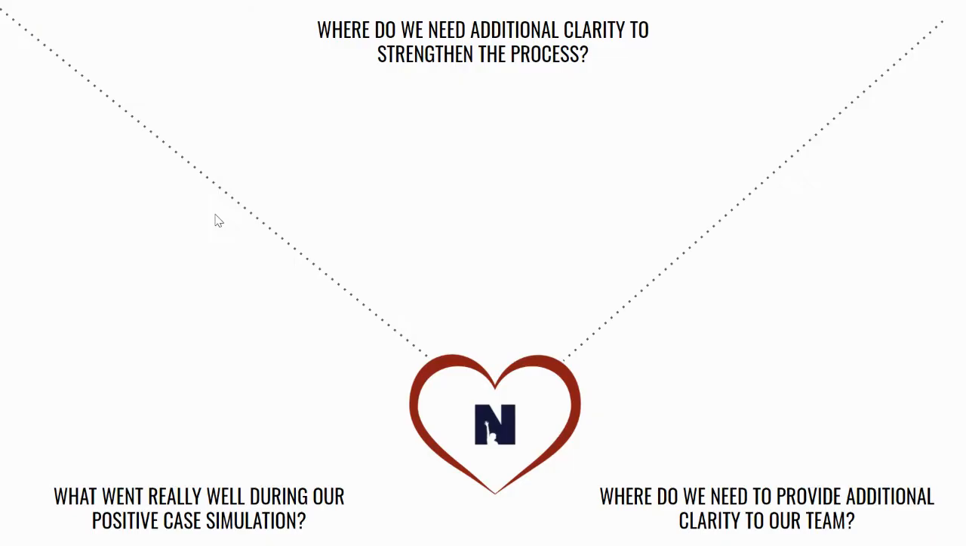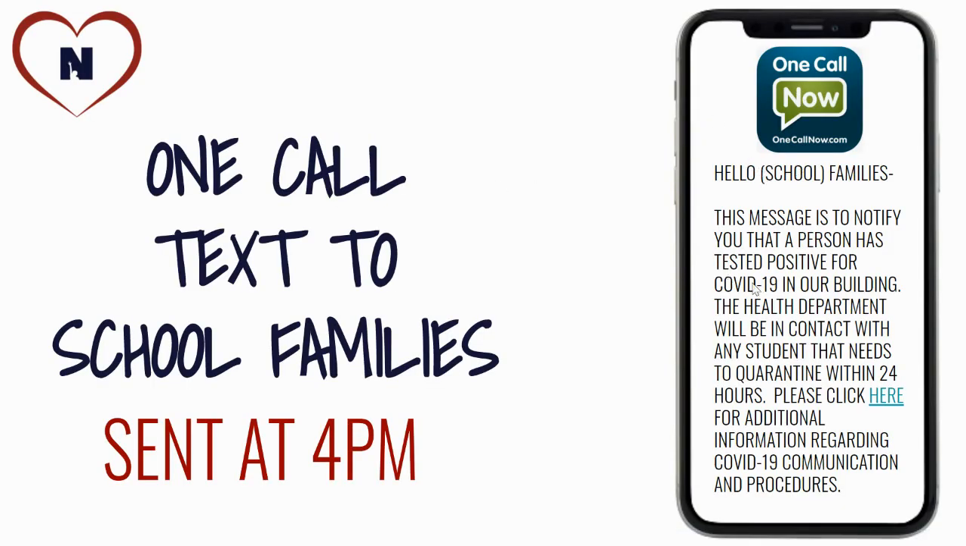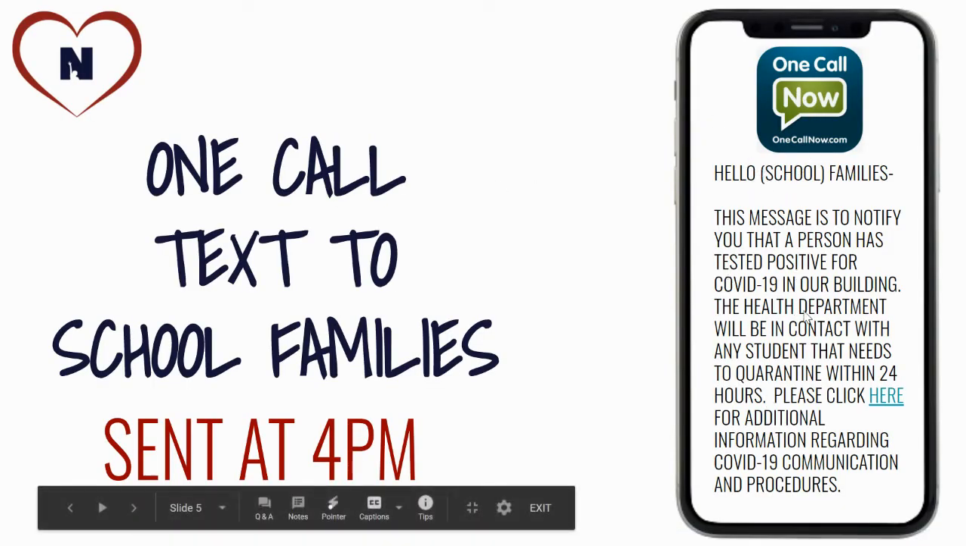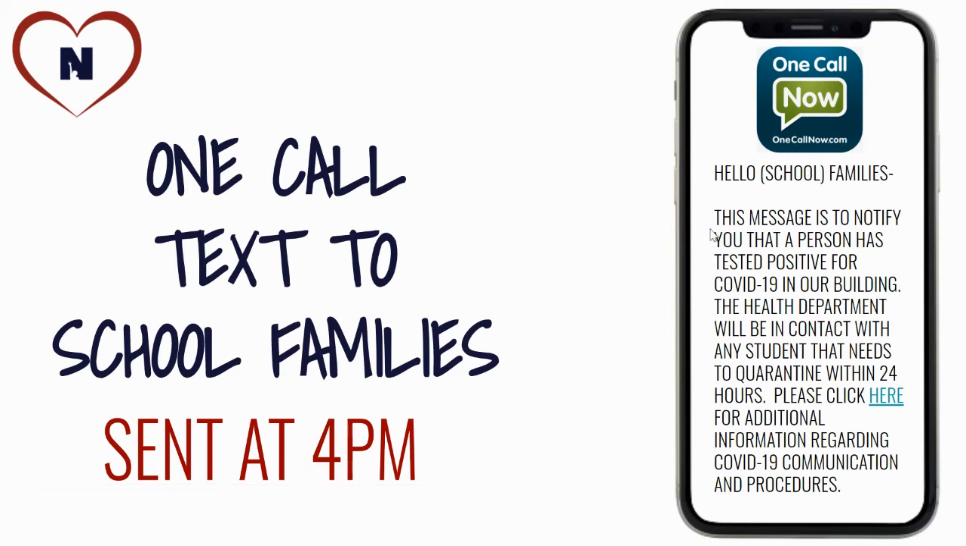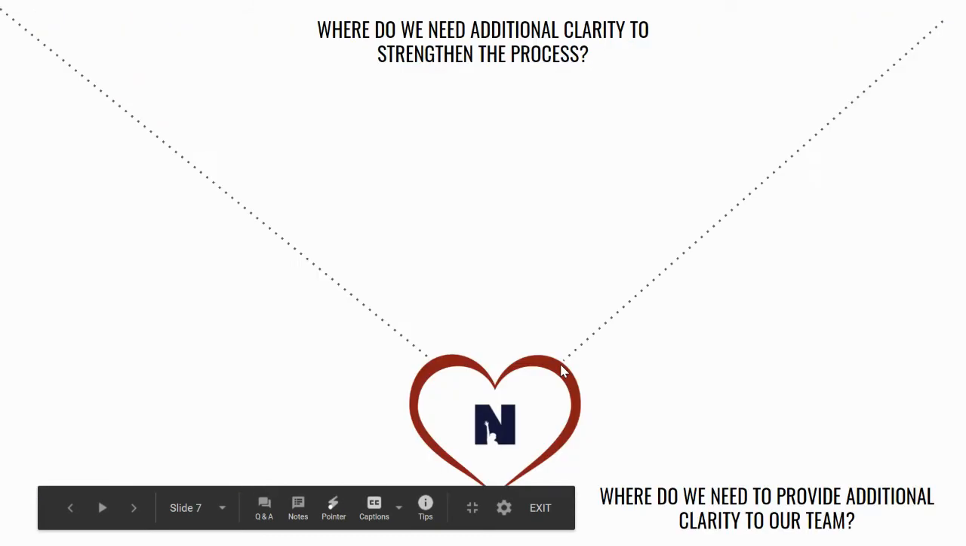If you go back to here, you will send out a one call text directing families. This will go out to all families, and you would direct them back to the COVID-19 communication page. This is an example of the one call text message you would send. Instead of sending it through one call, because we obviously don't want a bunch of fake one calls going out, you will just send me this text message when this is done. This is an example of what you can use for that.